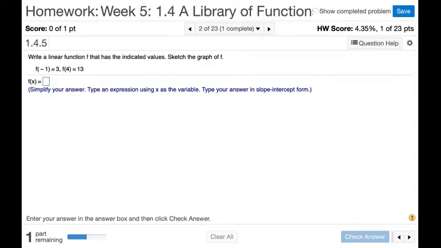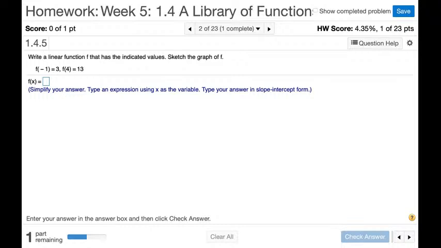Let me see. I was trying to do it without writing. X, Y, X, Y. 13 minus 3 is 10. 4 plus 1 is 5. So the slope is 2. Negative 2. So 5. I think it's 2 and 5.